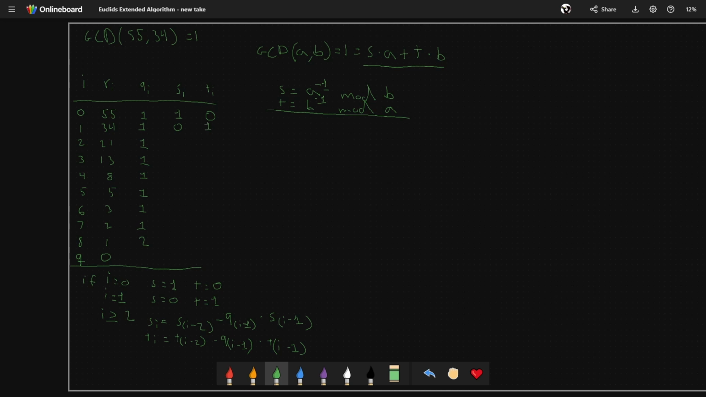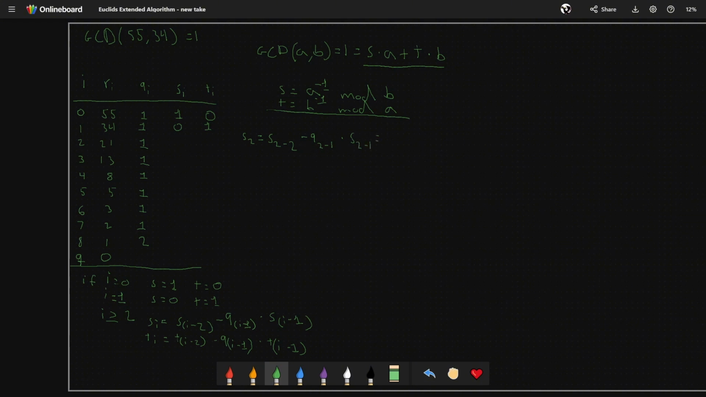And now we get into the fun stuff. So at this step here, S2 will be equal to S2 minus 2, minus Q2 minus 1, multiplied by S2 minus 1.